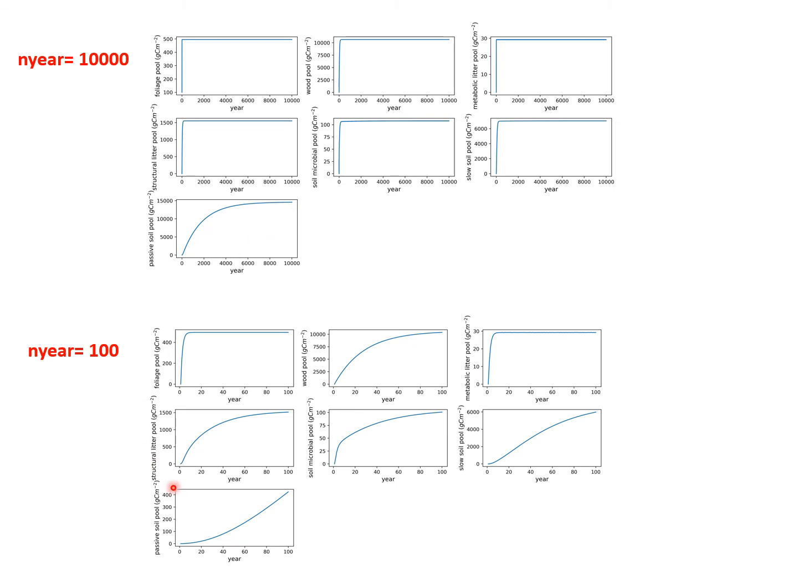Well, the bottom panel is a simulation with 100 years. As you can see, we don't have enough time to bring the soil passive organic carbon, the slow soil carbon, etc. into steady state. They are still changing with time.